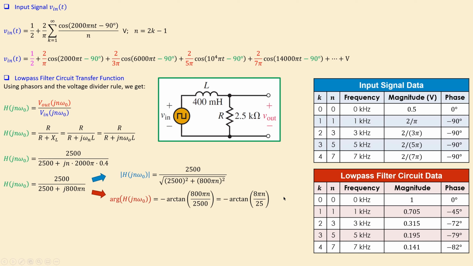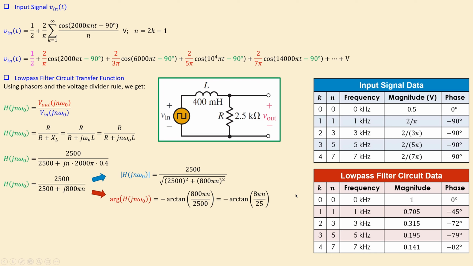If you do n equal to 0, that will be 0. If you do n equal to 1, that will give you approximately minus 45 degrees. If you do n equal to 3, it will give you approximately minus 72 degrees. And if you do n equal to 5, you will get minus 79 degrees. And if you do n equal to 7, so it is 8 pi times 7 divided by 25, then you will get very close to minus 82 degrees.